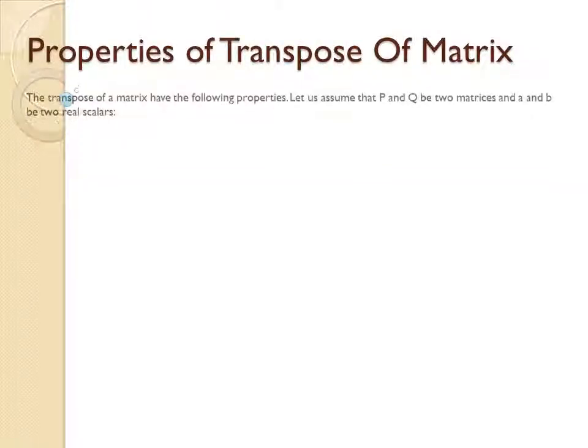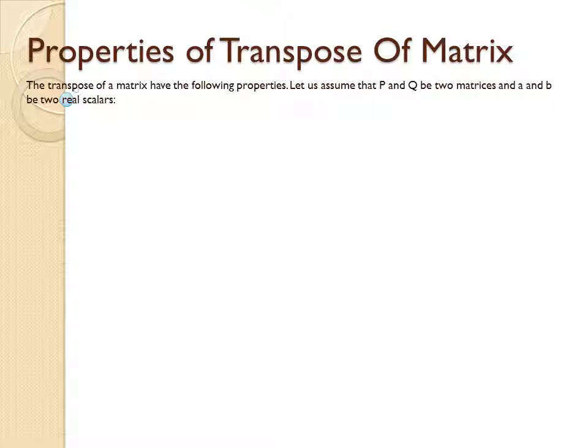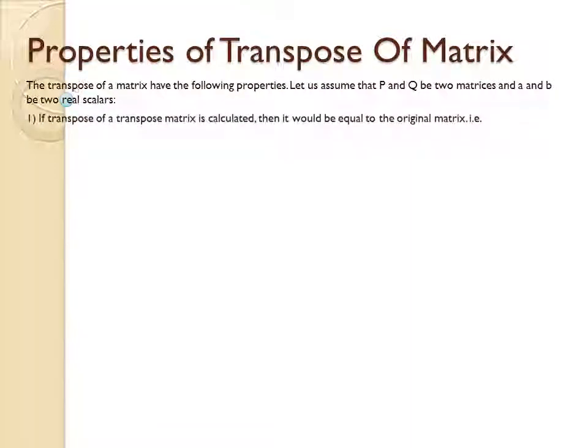Now let's go ahead with some properties of the transpose of a matrix, and then we will go through one or two examples. So what are the different properties of the transpose? Let us assume that P and Q are two matrices and A and B are two real scalars. If the transpose of a transpose matrix is calculated, it will be equal to the original matrix. That means, P is the original matrix, P to the power T is the transpose of P, and if I take the transpose again, it will come back to the original matrix.